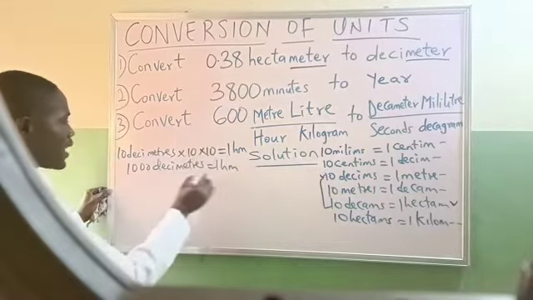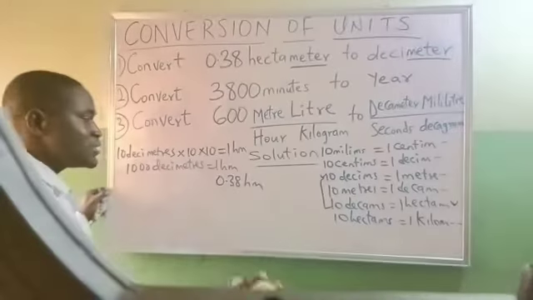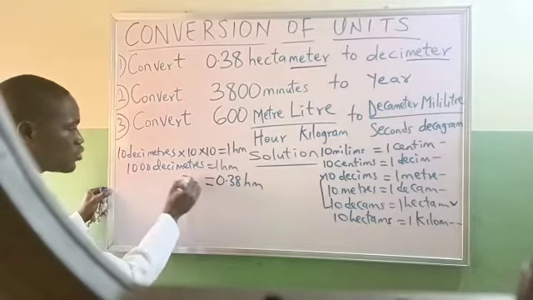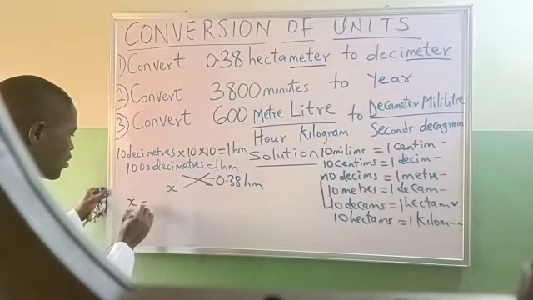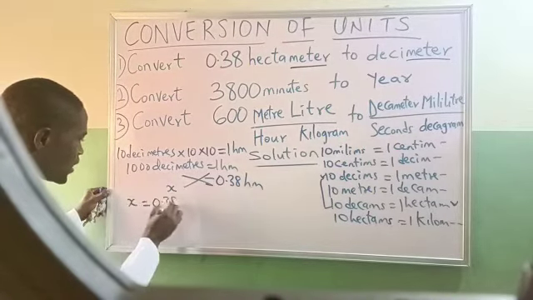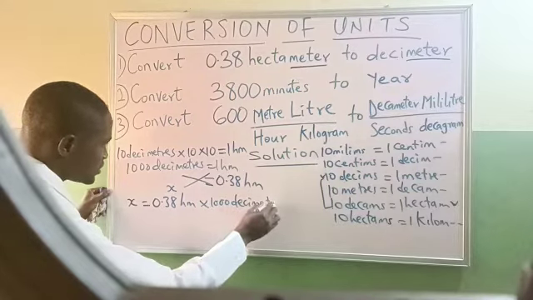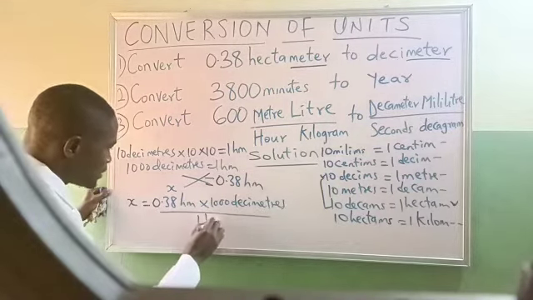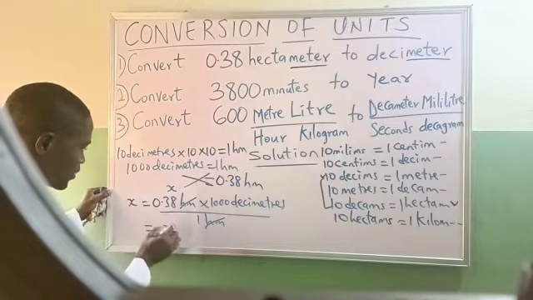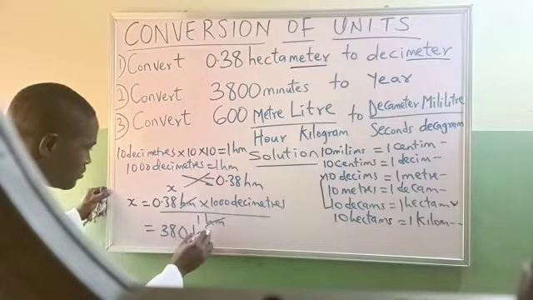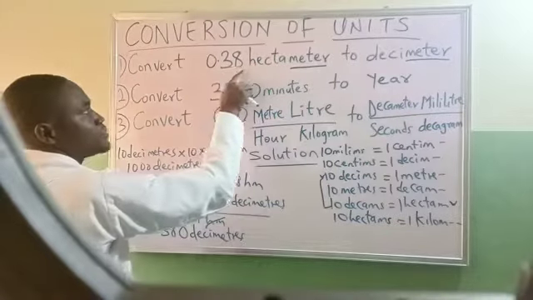Now I'll bring this under this, 0.38 hectometer to be under hectometer. Please don't make a mistake and carry it and put it under decimeter. Equals to X, you cross multiply. Now X will be equal to 0.38 hectometer times 1000 decimeter, all over 1 hectometer. Hectometer will cancel hectometer. This times this will give me 380 decimeter. So that means 380 decimeters is equal to 0.38 hectometer.